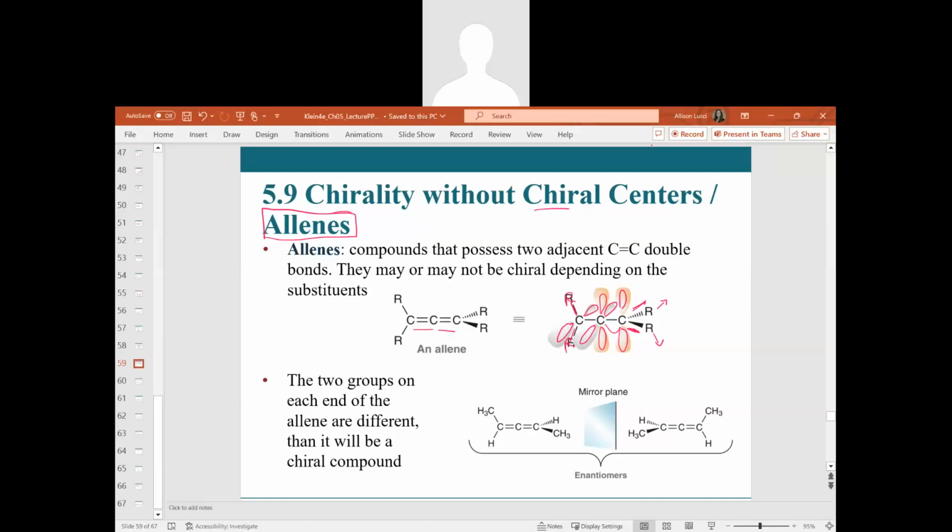So if we were to draw that mirror plane in between them, we would see that they would be non-superimposable mirror images of one another. So again, this is another example of a chiral compound, even though it does not have a chiral center. So it does not have a carbon with 4 different groups.